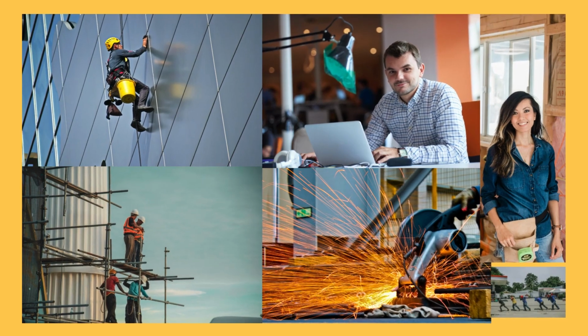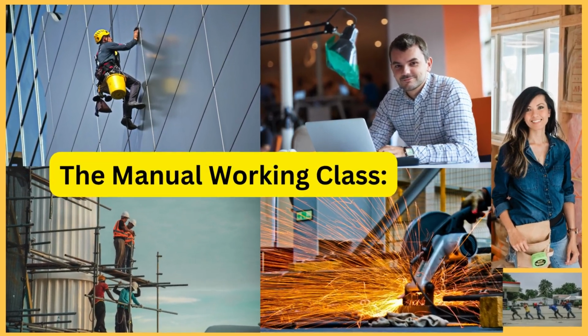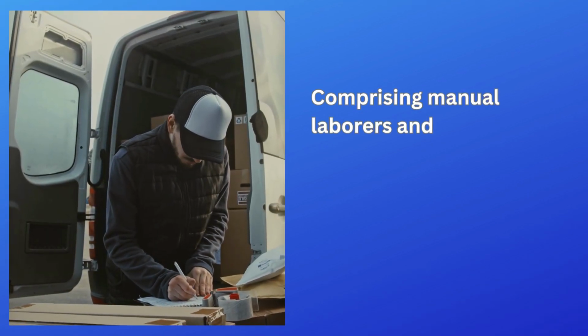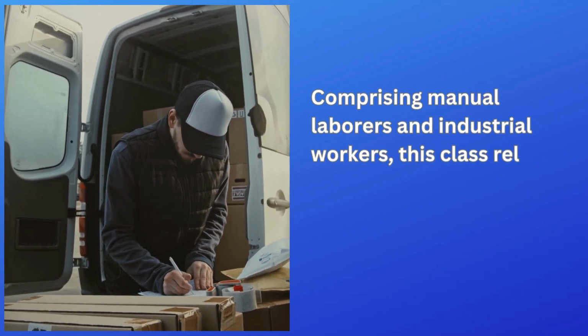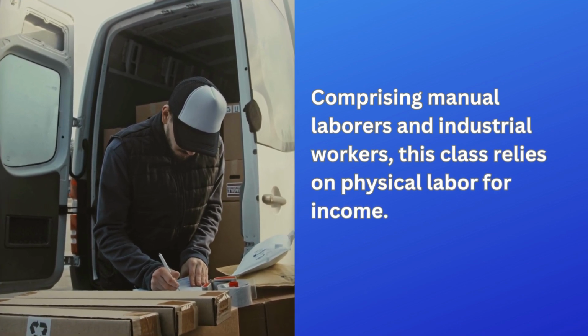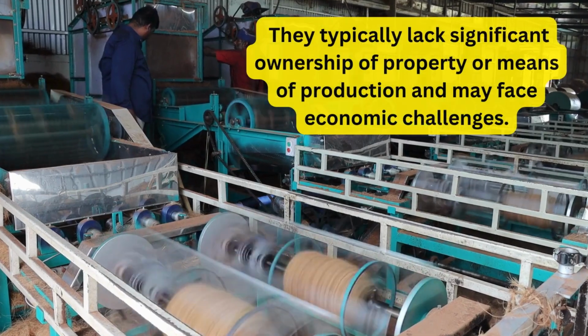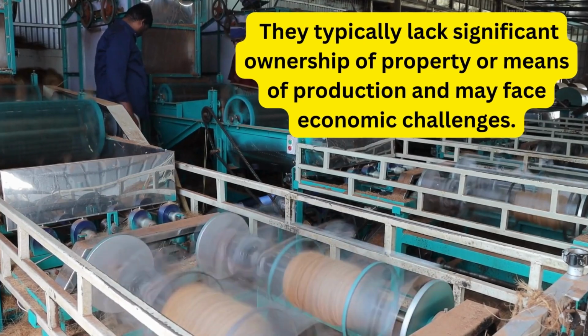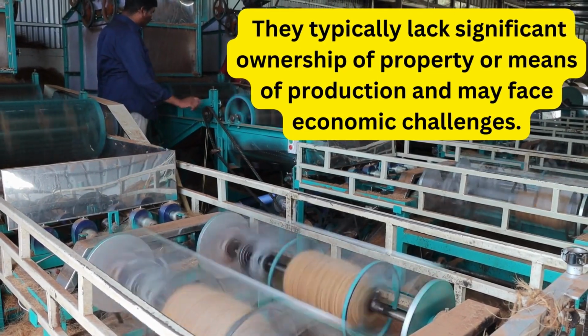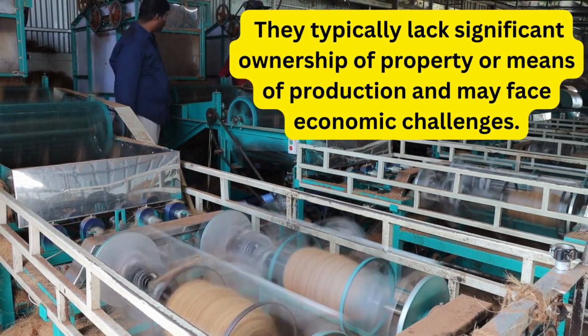Fourth class in a capitalist society is the manual working class. Comprising manual laborers and industrial workers, this class relies on physical labor for income. They typically lack significant ownership of property or means of production and may face economic challenges.